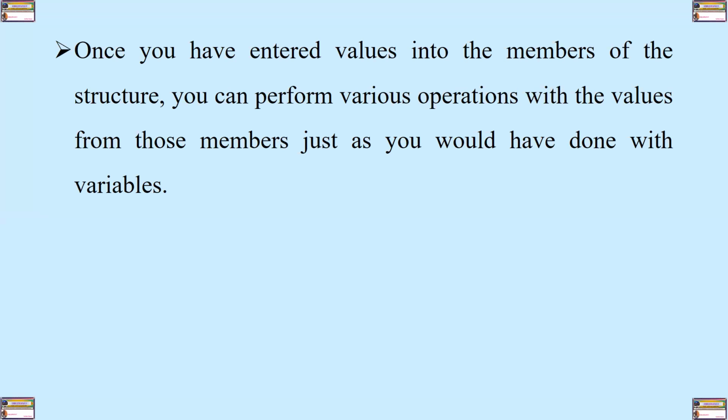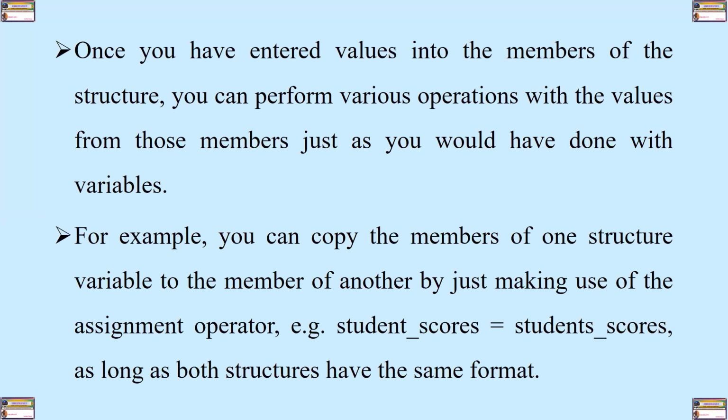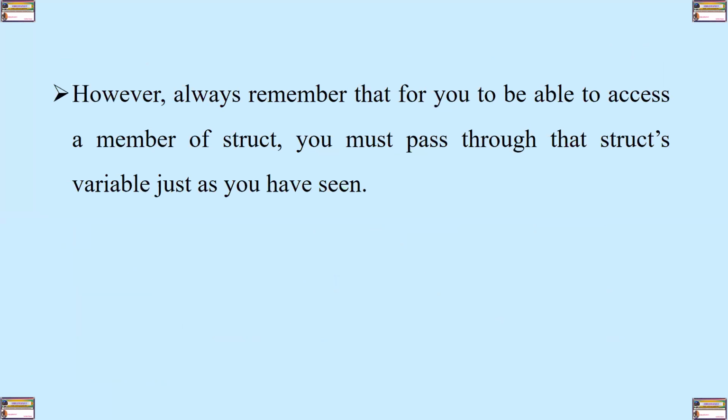Once you have entered the values into the members of the structure, you can perform various operations with the values from those members, just as you would have done with the variables. For example, you can copy the members of one structure variable to the members of another by just making use of the assignment operator, just the way we assign other values. For example, you can copy the structure or members of the structure called student scores to another structure using the assignment operator. But both of the structures must have the same format. In other words, the members must be the same and organized in the same manner.